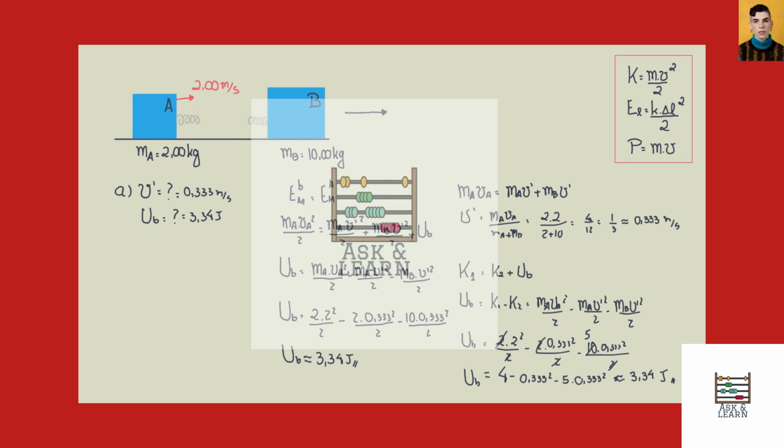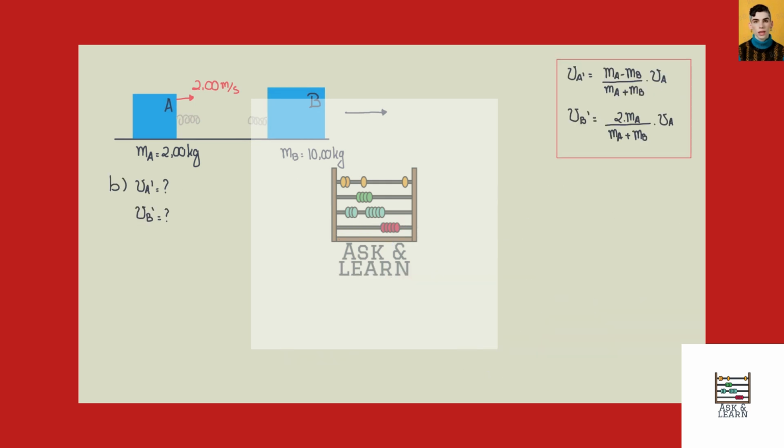And now we go to the second item. In the second item, we have to evaluate what is the velocity of block A after they separate, after the collision, and what is the velocity of block B, also after the collision. For that, we can use these equations that tell us the velocities of blocks A and B after the collision, provided that block B begins at rest, which is our case.